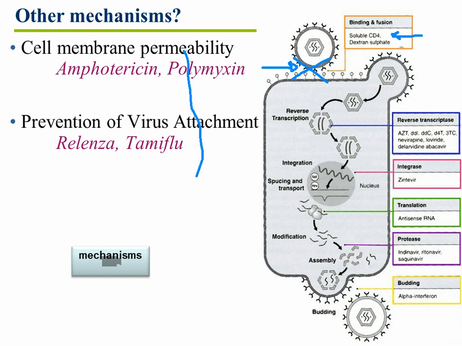Then, another thing that the virus has to do is insert its nucleic acid into the host cell so that the host cell can replicate the nucleic acid and read the genes to make viral proteins. There are drugs that block that, like AZT, you see over here on the right. Then, the nucleic acid has to be replicated. The genes have to be read to make viral proteins.